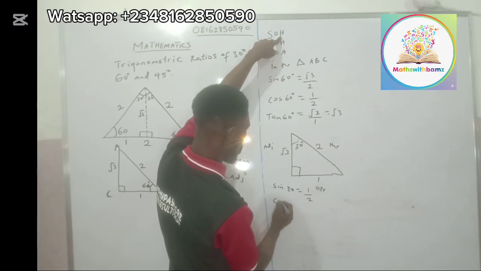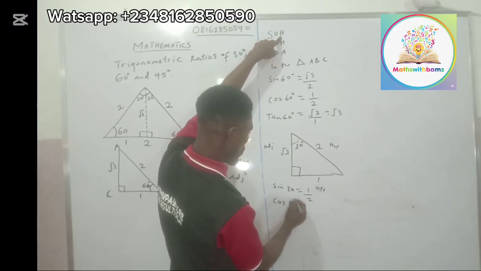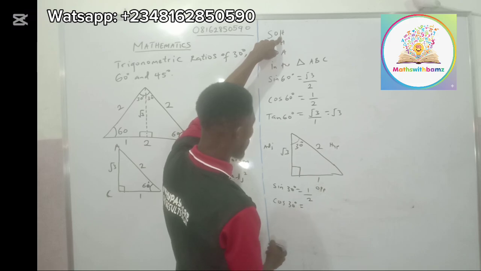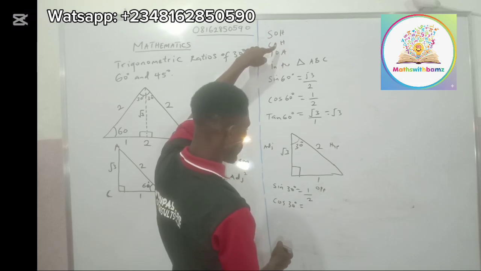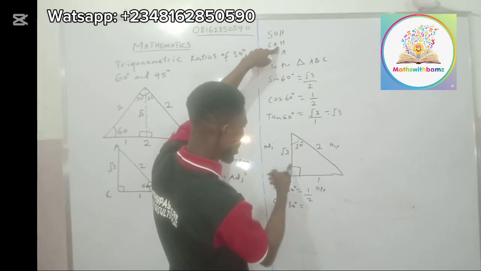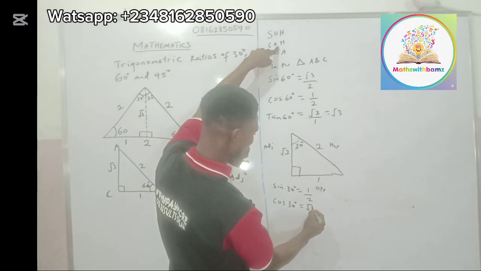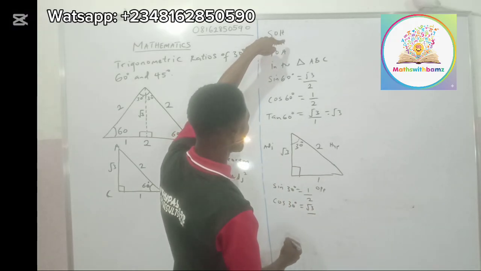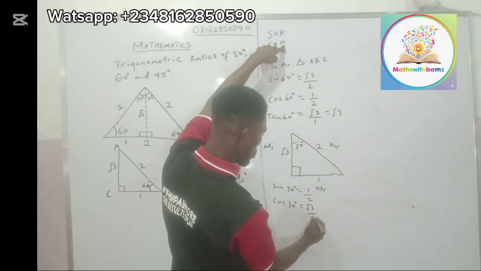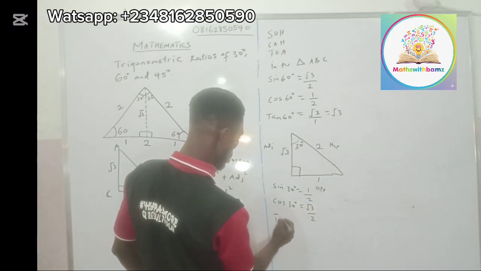So when we have cos 30 degrees, don't forget 30 degrees. So what are we going to have? We are looking for cos, which is adjacent. Where is our adjacent? Adjacent is here. That's root 3 over what? Hypotenuse, which is 2.